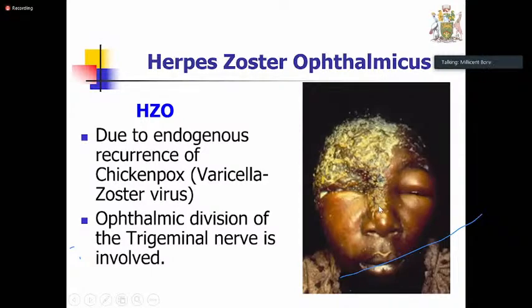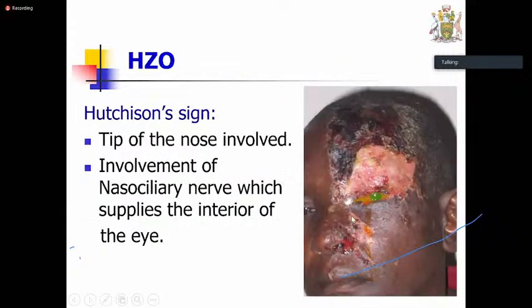And what happens is that if it comes to the tip of the nose, like in this case, if you see any lesions on the tip of the nose, just know the eye must be involved. Even if the eye is swollen, covered up, you can't see it well, if you see the tip of the nose is affected, just know that the eye is affected. That's because the tip of the nose is supplied by the nasociliary nerve, which also supplies the interior of the eye. This is known as the Hutchinson's sign.